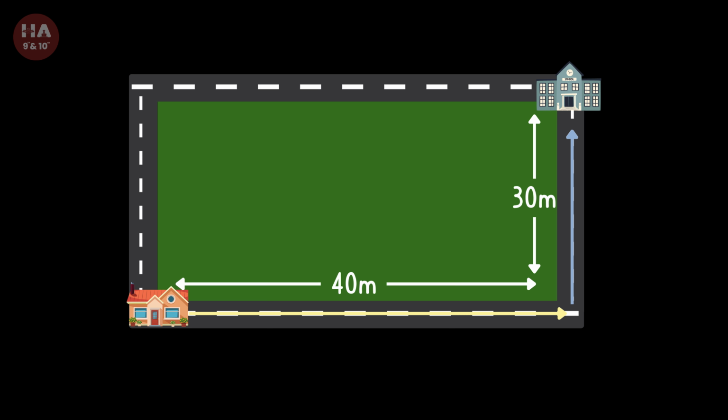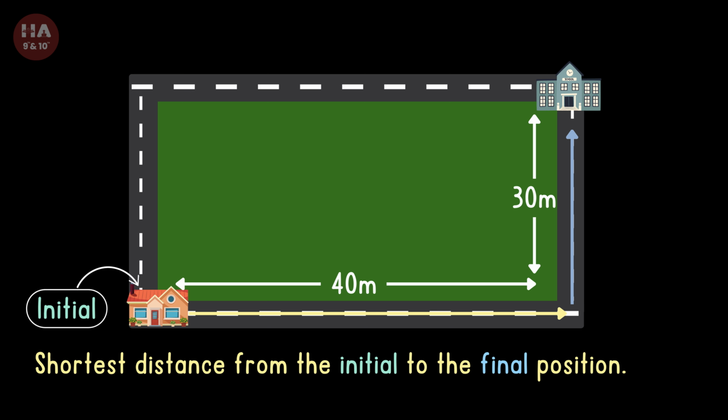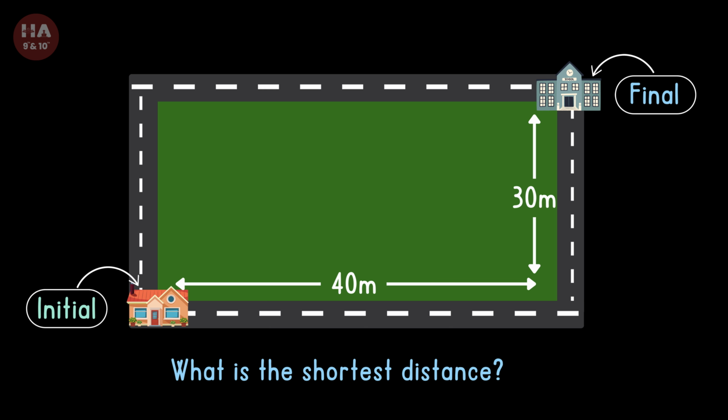Now how do we calculate your displacement? Displacement is defined as the shortest distance from the initial to the final position. Your initial position is your house, and your final position is your school. So what is the shortest distance? Yes, you guessed it right. It's going to be a straight line from here to here.